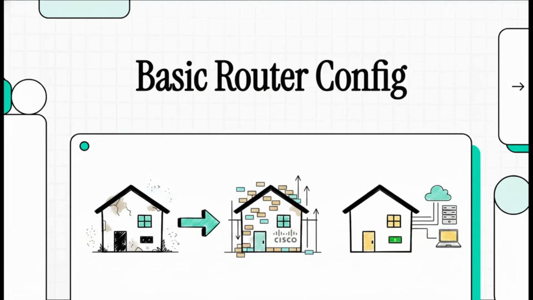Welcome to this explainer. Today, we're going to talk about a process that is just incredibly satisfying if you love structure and building things from the ground up. We're looking at basic router configuration, specifically configuring a Cisco IOS router from scratch. I actually like to think of this as digital house flipping. You start with an empty, totally non-functional property, and through a series of really structured steps, you transform it into a secure, fully operational hub of activity.